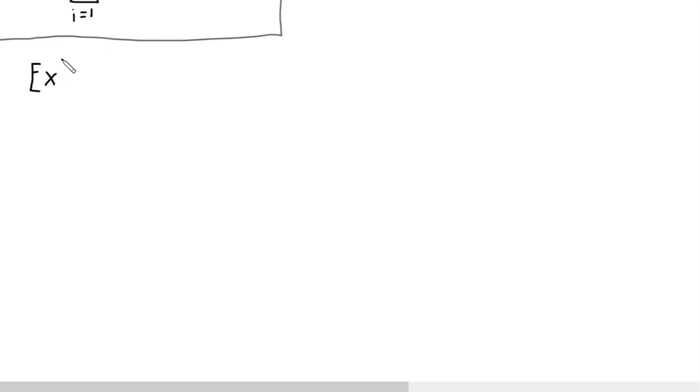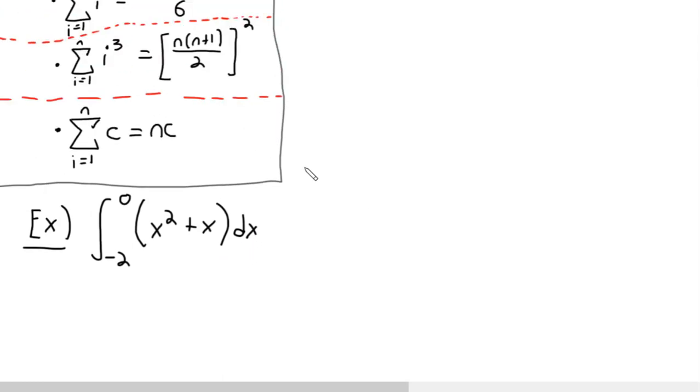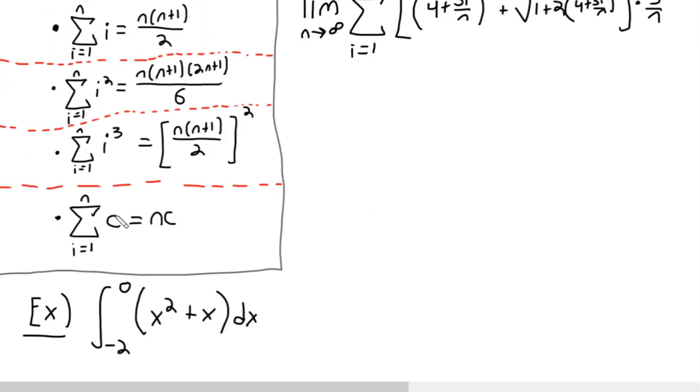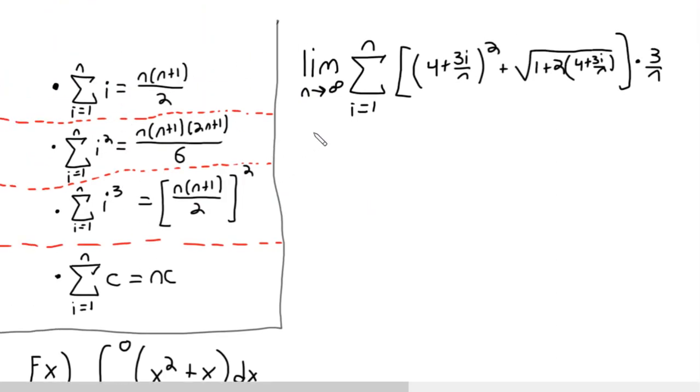So an example I have is, let's say I'm asked to evaluate this integral by using the limit of the Riemann sum. How would I even start? So it's x squared plus x with respect to x. Well, I first want to get it in this form up here. I want to get it in this sigma form, right?